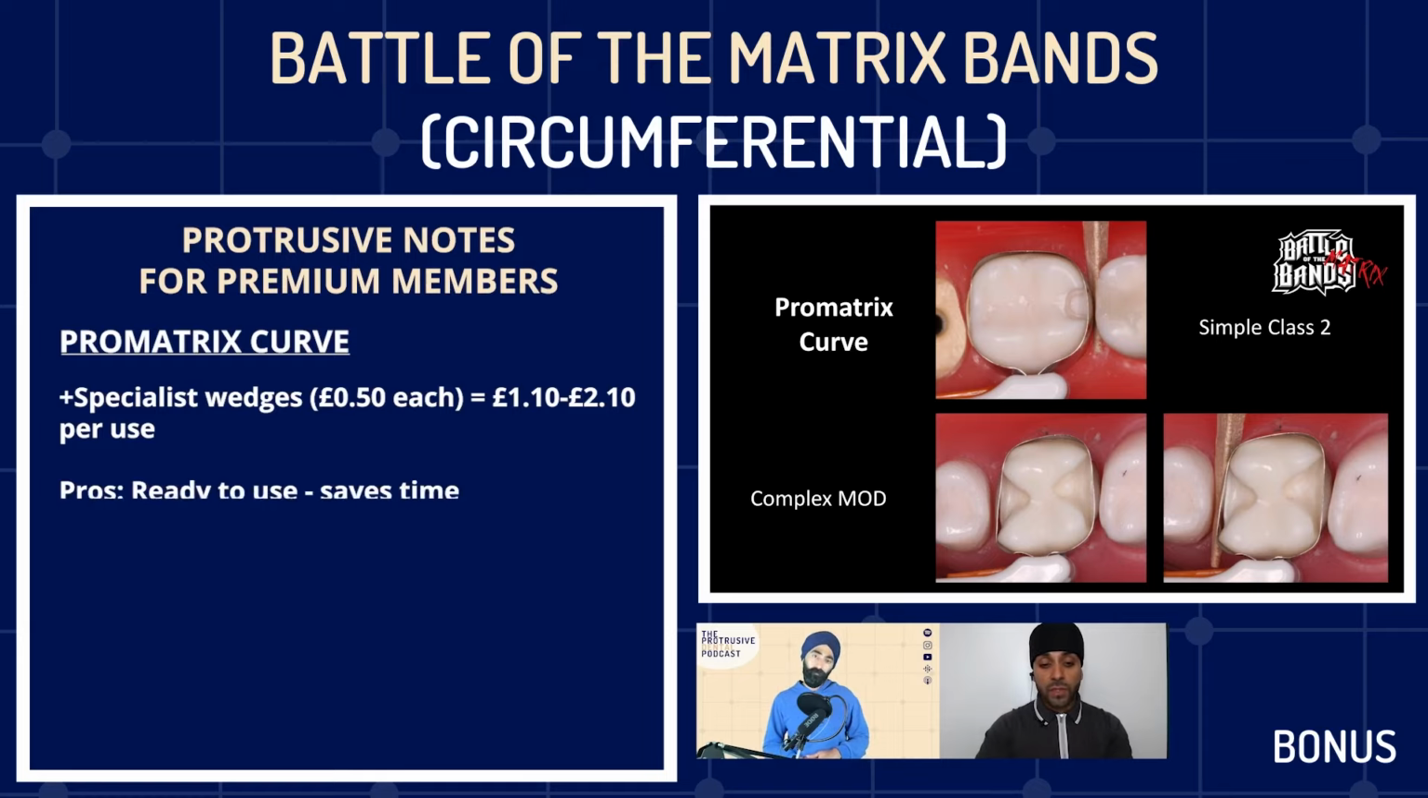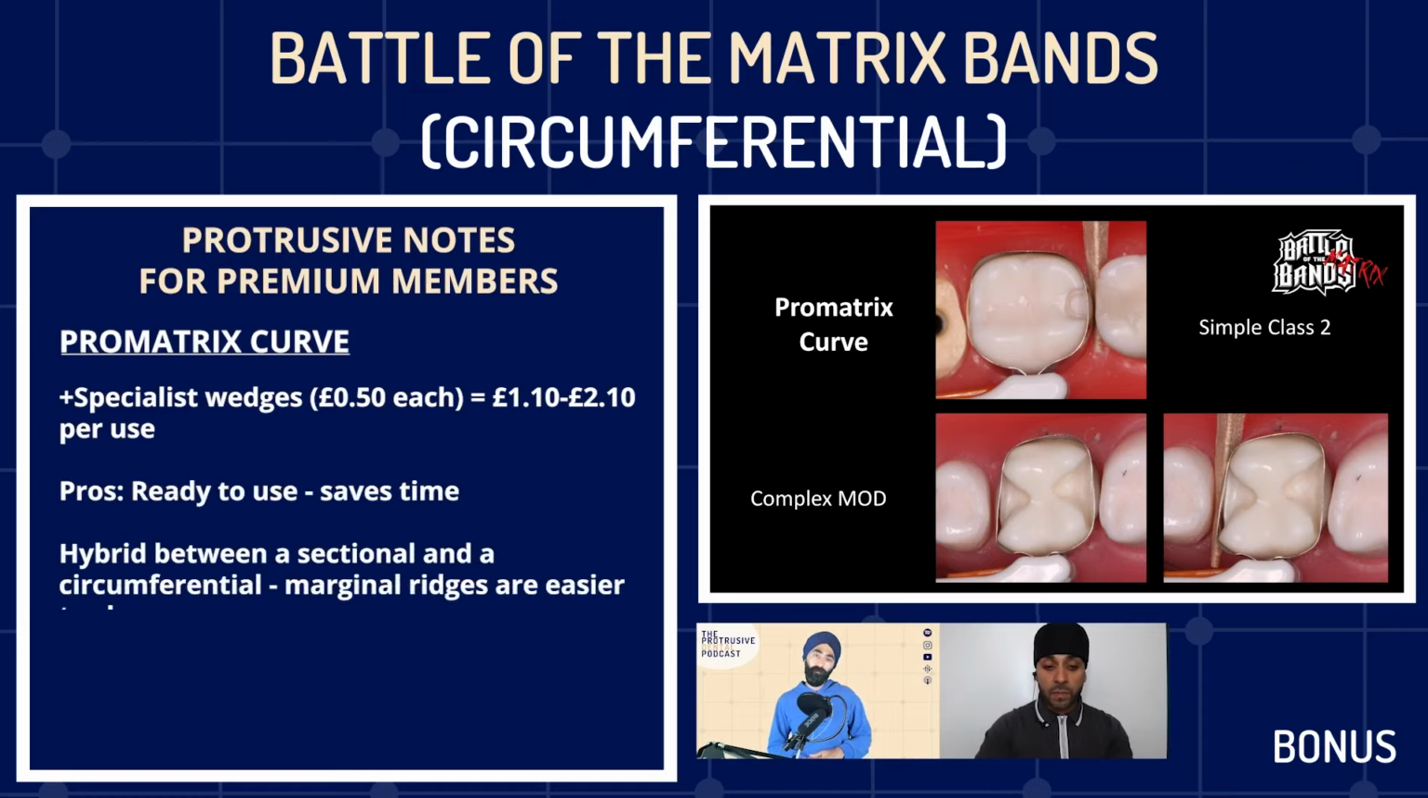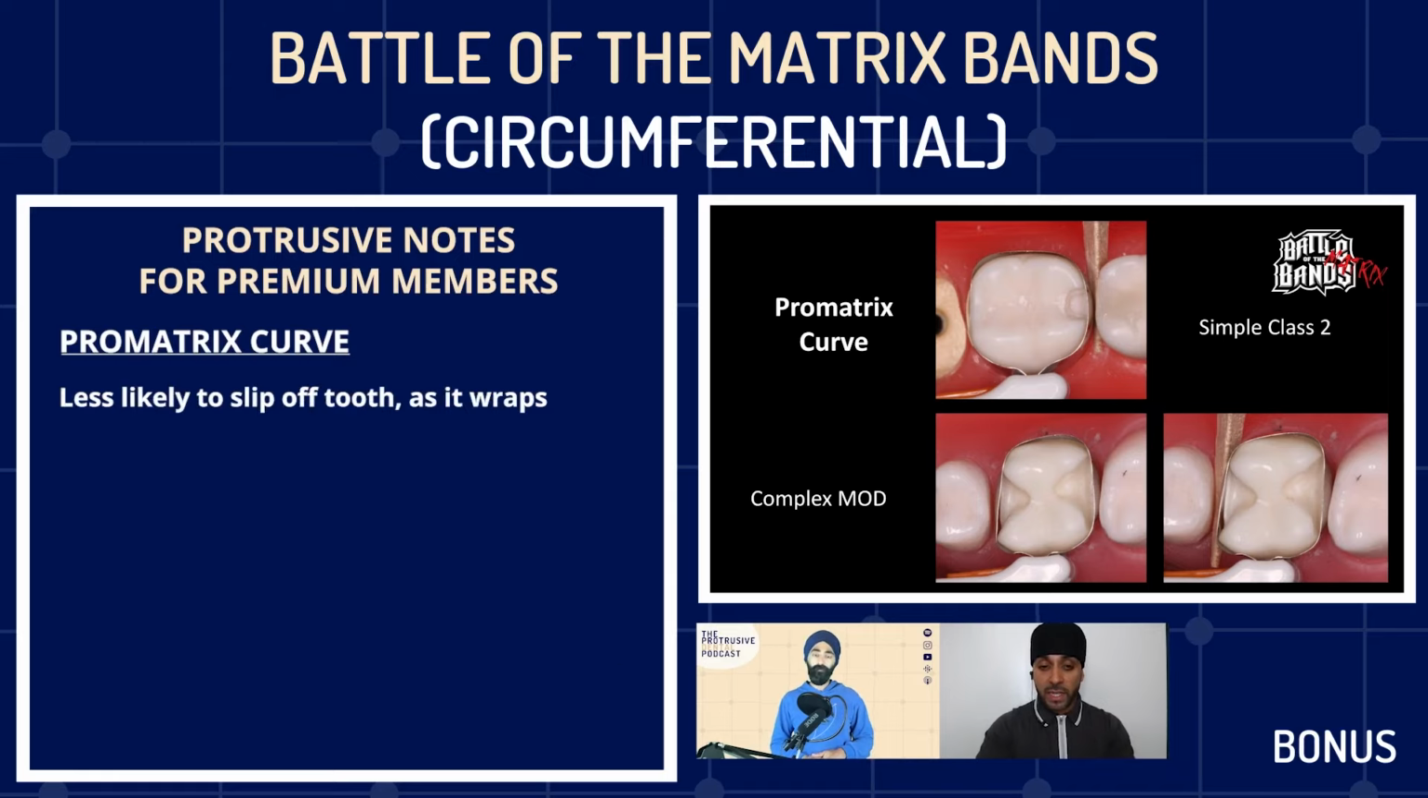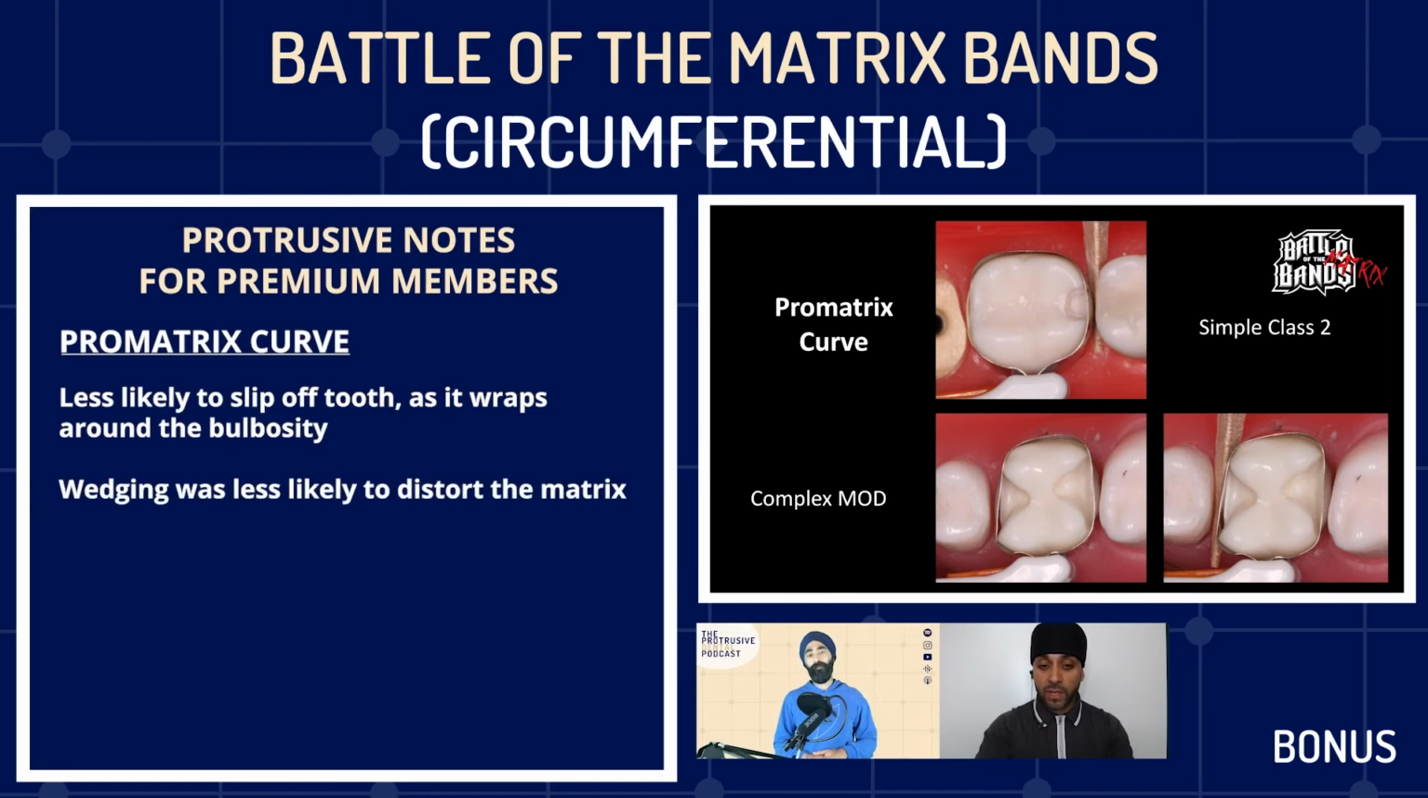In terms of pros, it's ready to go, right? So it saves time once more. It's a hybrid between a sectional and a circumferential, meaning the marginal ridges are easier to shape. And in a simple class 2 cavity, the adaptation was really, really nice. I also found it less likely to slip off a bulbous tooth because it kind of wraps around the bulbosity compared to the Siqveland and Pro Matrix regular. Wedging was less likely to distort the matrix if placed beneath the cervical contour.